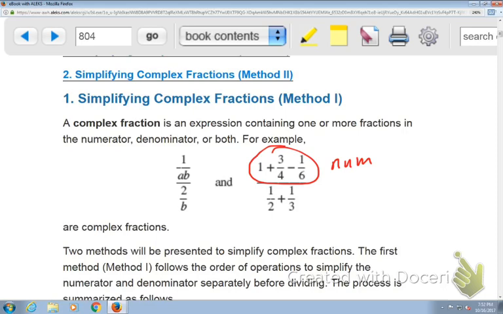1 plus 3/4 minus 1/6 is the whole numerator, and the denominator is 1/2 plus 1/3, right? Am I dividing a single fraction by a single fraction? No, not in that case. That's more complicated, right? But both of these are complex fractions. We have fractions within our fraction.